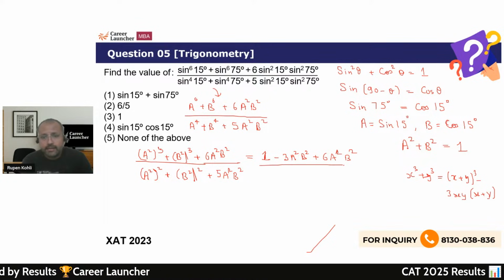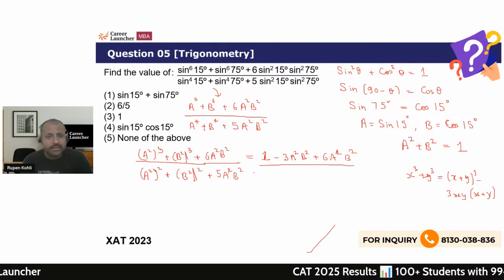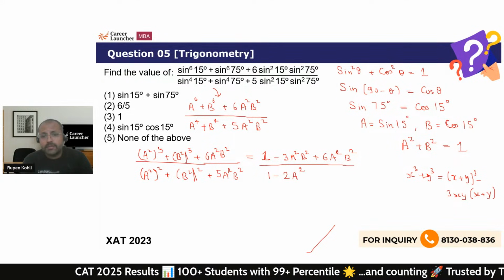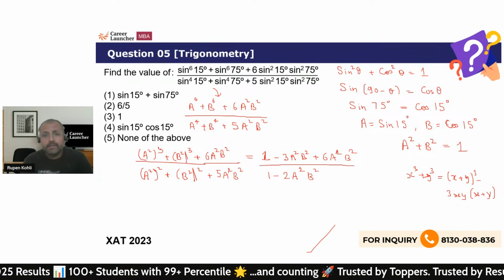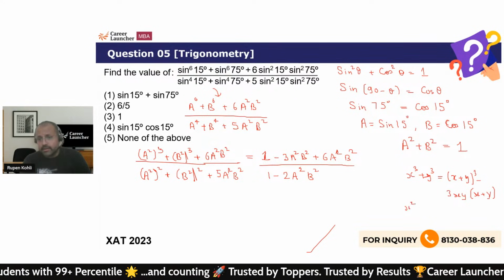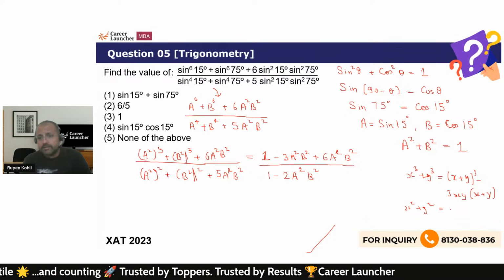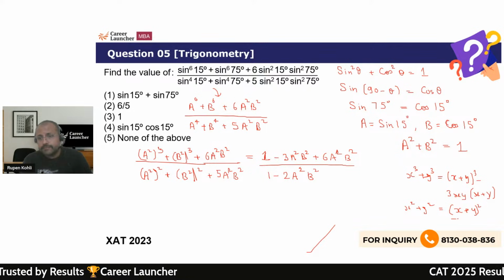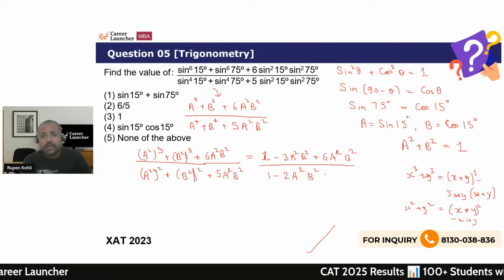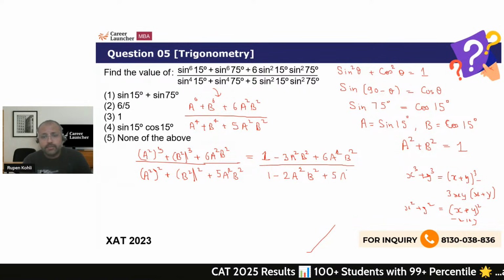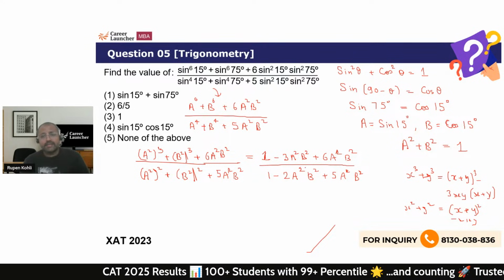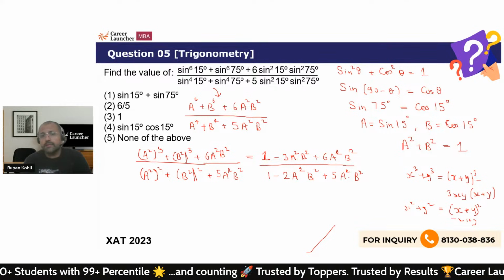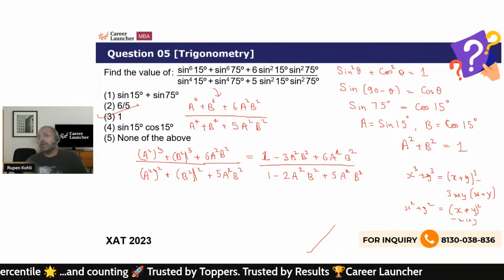And in the denominator also, if I look at this, this is A square plus B square whole square, which is 1, minus 2A square B square, from the fact that x square plus y square is x plus y whole square minus 2xy, basic, and then we have plus 5A square B square. So can you now see that the numerator and the denominator are exactly the same? 1 plus 3A square B square over 1 plus 3A square B square. So that simplifies to 1.